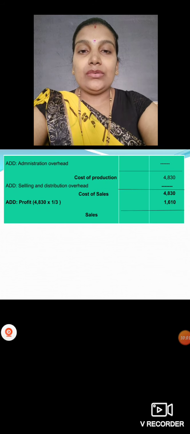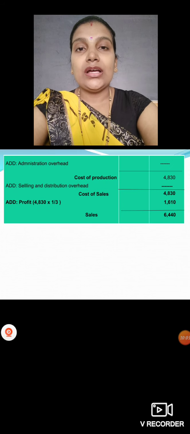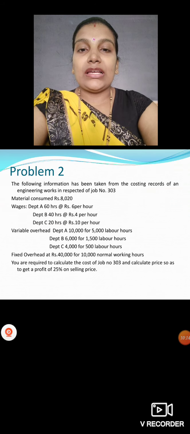And sales value, how much we will get now? 6440. Means you can fix the selling price for job number 303. It is 6440 rupees. Okay. I hope you are clear with this.